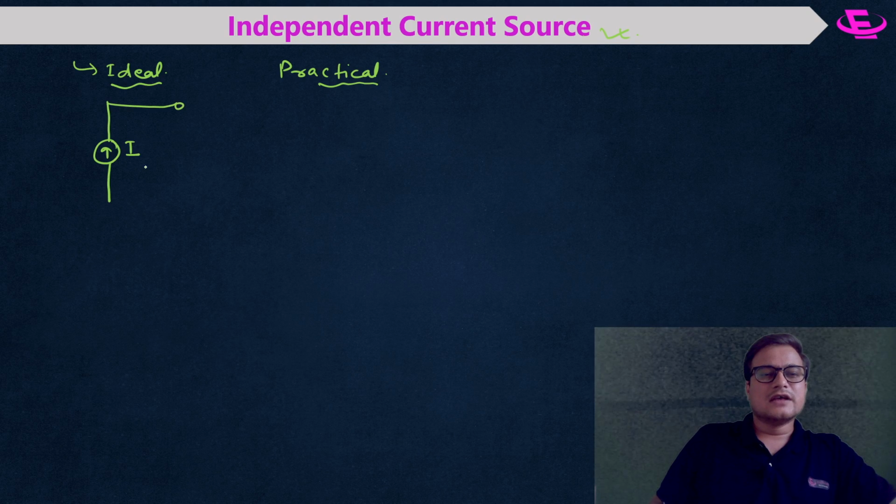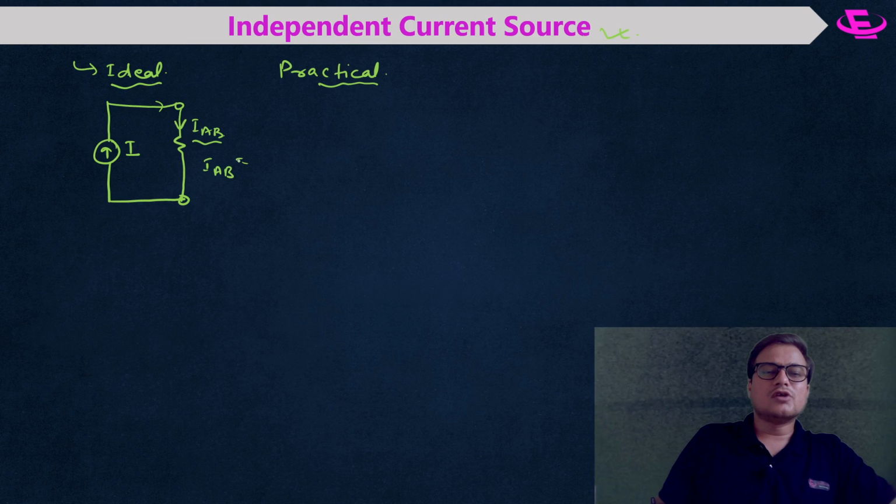That means suppose this is the terminal. Right now it is open circuited, so there is no current through this one. Once you close the circuit and if you measure this current, suppose this current is IAB, this IAB current will be equal to how much? It will be equal to I ampere. That means it is pushing a current of I ampere. IAB equal to I.